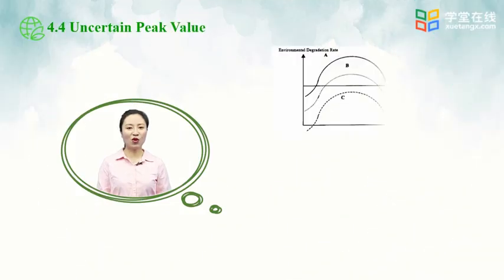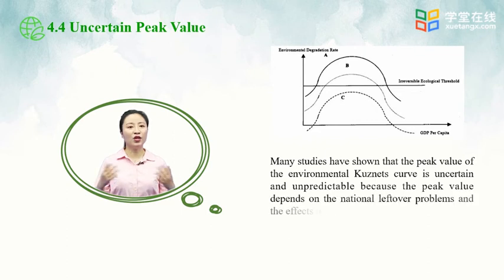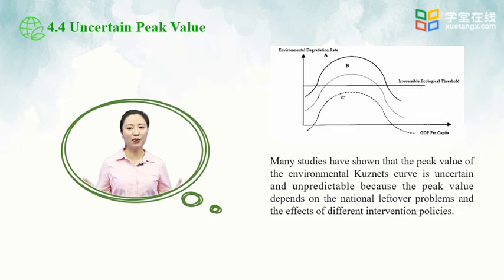The explained variables include various pollutant concentrations and comprehensive indicators for certain environmental pollution. For the last characteristic, the peak value is uncertain due to leftover issues, the effect of policy implementation, and other factors. What's more, the position of the peak value cannot be estimated accurately. Peak values can only be minimized through active environmental policies.